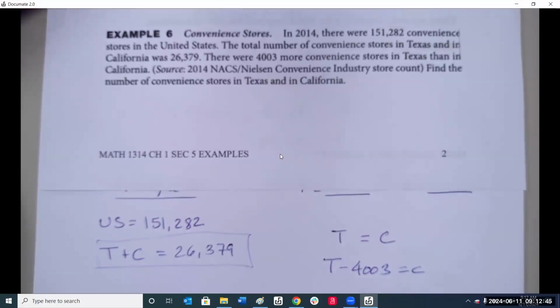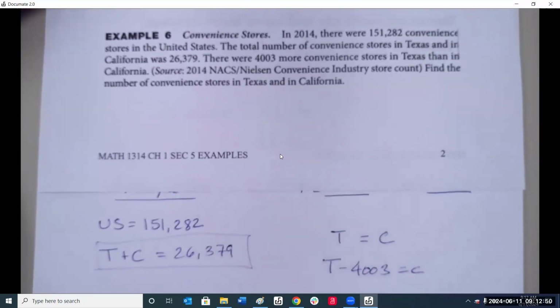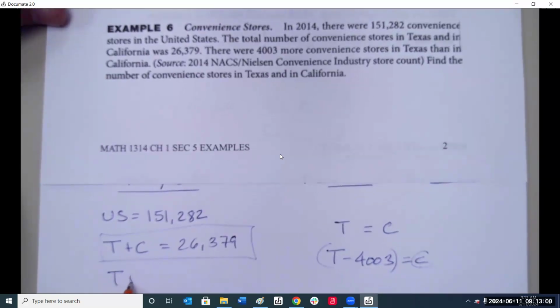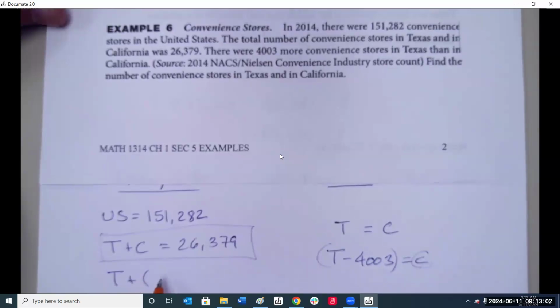But that's not wrong totally. Do you like dealing with minuses? Well, let's stick with this since you said that. So now we know what C equals. Anywhere we see a C, we put this in its place. So T plus T minus 4,003 equals 26,379.